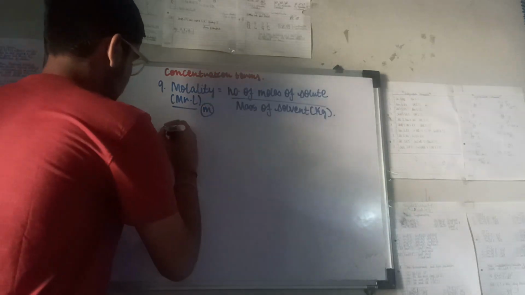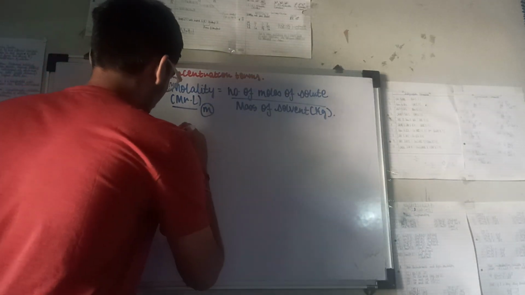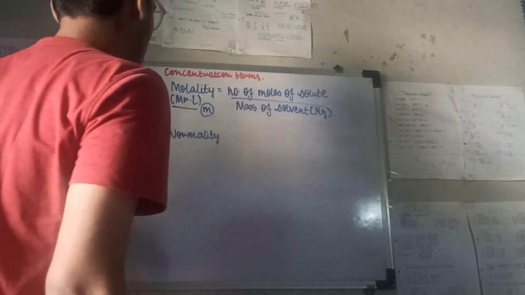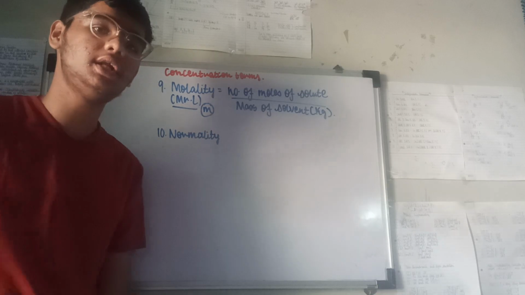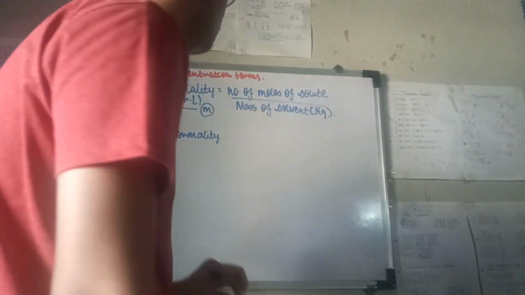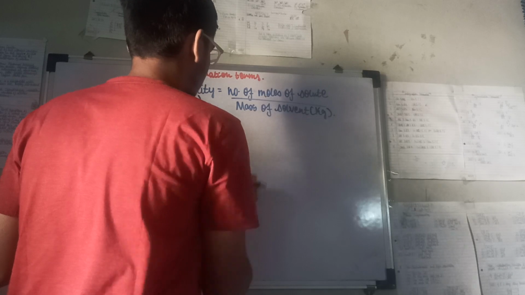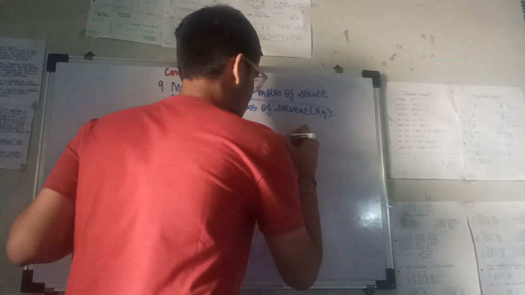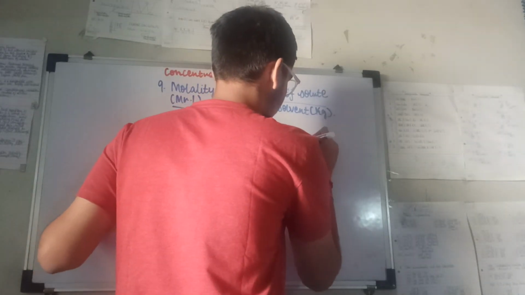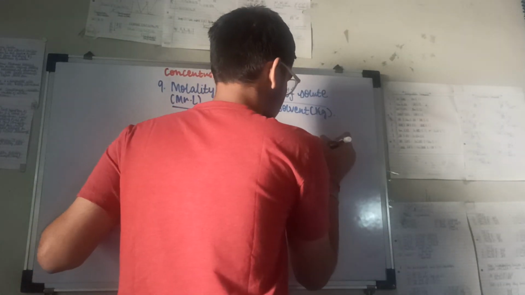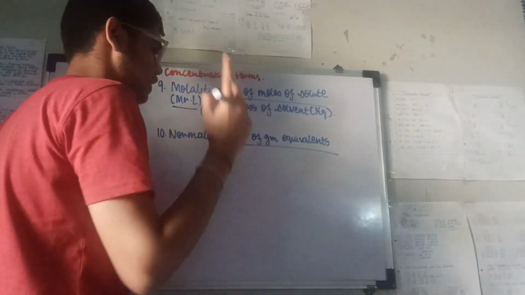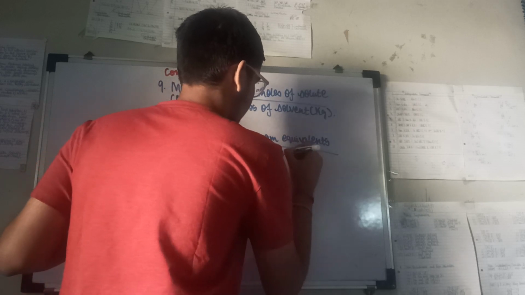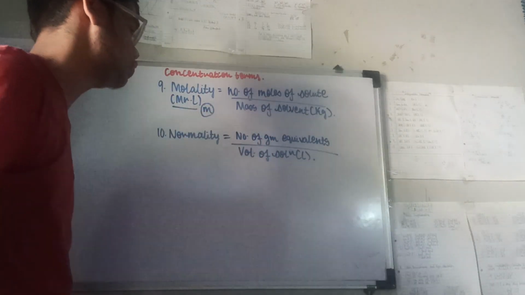Now let's discuss another concentration term, that is normality. This is used in many chapters. Normality and molarity are used in many chapters, equilibrium and many others. Normality, we will see the formula. Number of gram equivalents of the solute by volume of solution in liter. Volume of solution in liter.